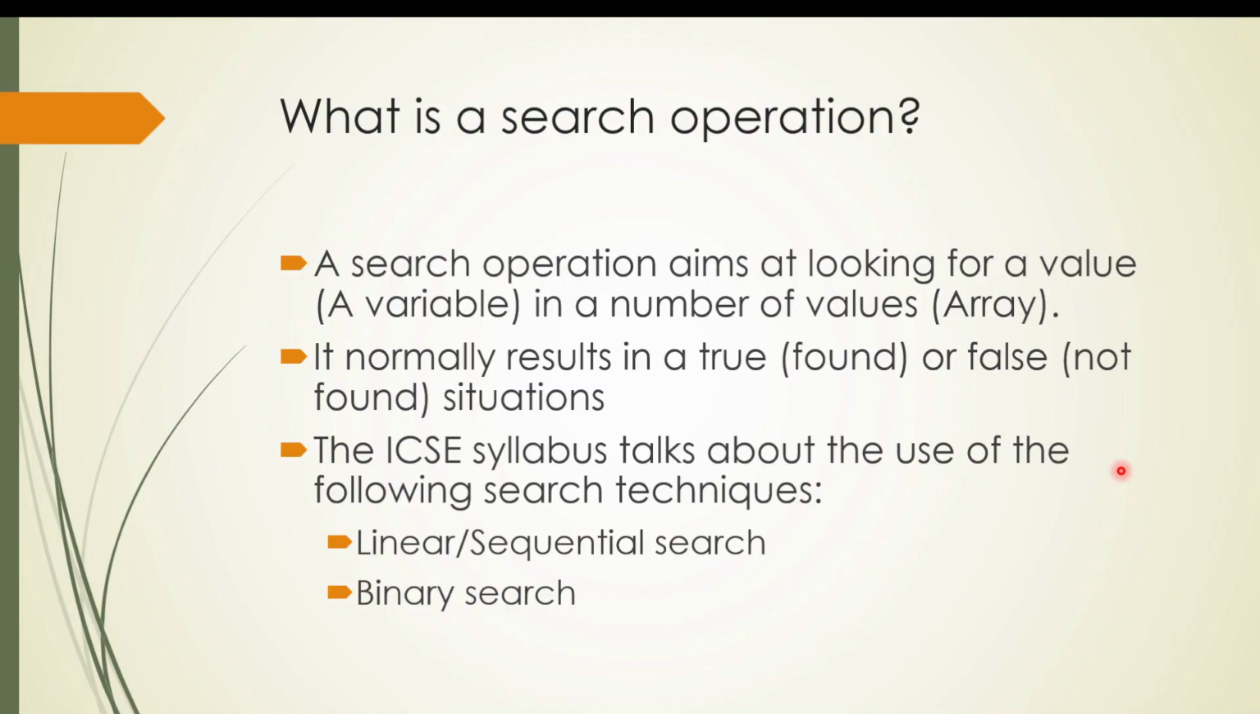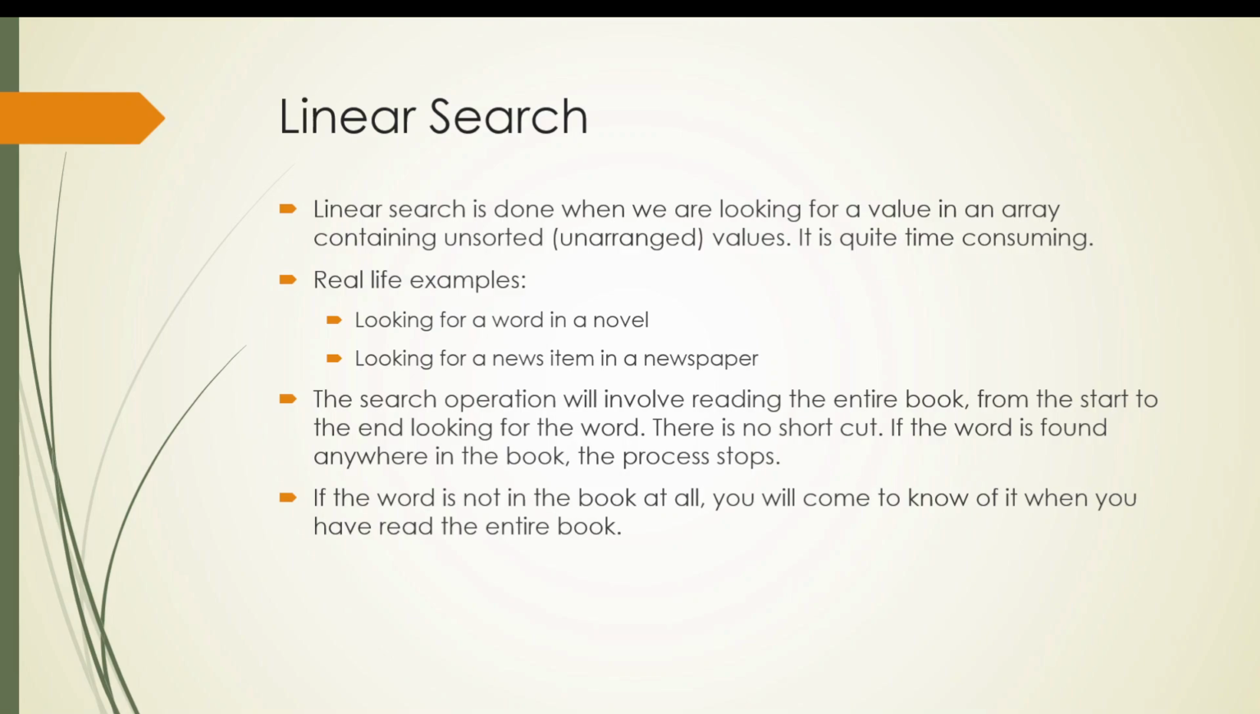The ICSE syllabus talks about the use of the following search techniques: the linear or the sequential search, and second is the binary search, and we'll do both of these today. First of all, we'll talk about the linear search. Linear search is done when we are looking for a value in an array containing unsorted values, and it is quite time consuming. Real life examples are looking for a word in a novel, so there is no shortcut way of finding a word in a novel, and secondly, looking for a news item in a newspaper.